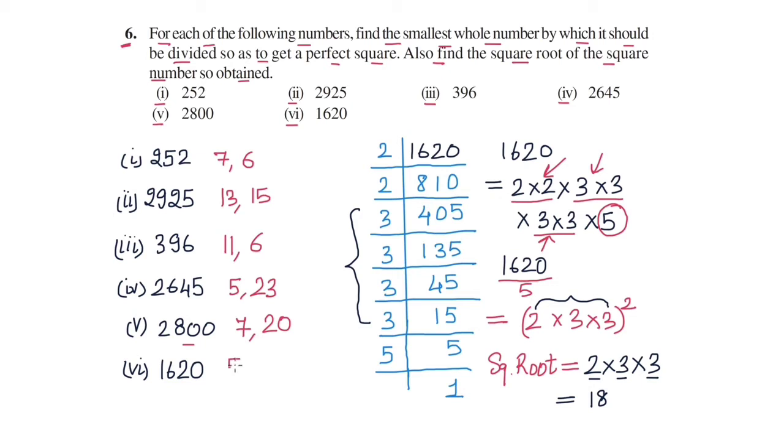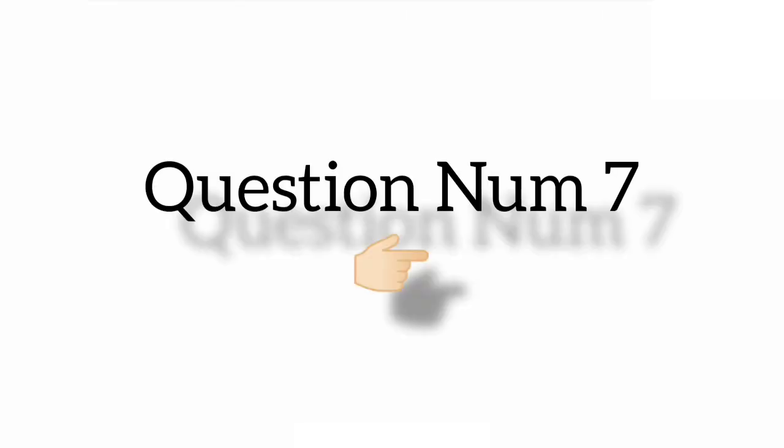The smallest whole number by which it should be divided is 5, and the square root of the square number so obtained is 18. I hope you have understood, and in this way we will solve this type of question. The question will become easier if you understand the main concept behind it, right? So let's move to question number 7.